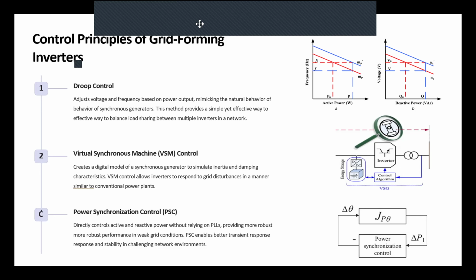Explain a little bit. Because the grid forming system needs to match the grid, so the control systems for it need to kind of imitate what the grid does for the grid following system.